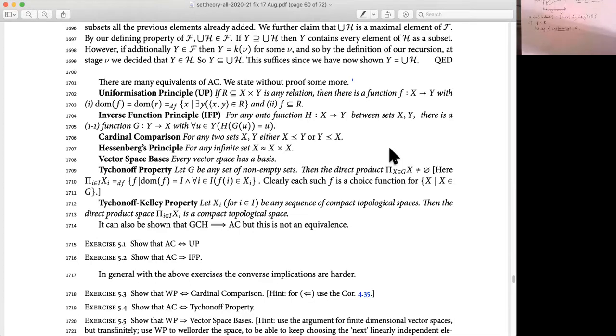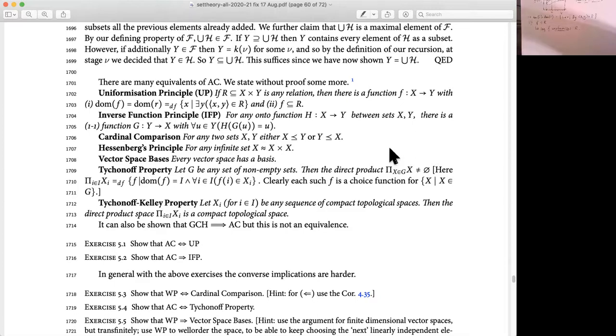For any onto function h from X to Y, between sets, because h is onto, there's a way of choosing a sort of inverse to h. There's a g that goes backwards in the other direction, right? Such that for any y in Y, h of g of y is y. So you apply g and you apply h, and you get the identity there.